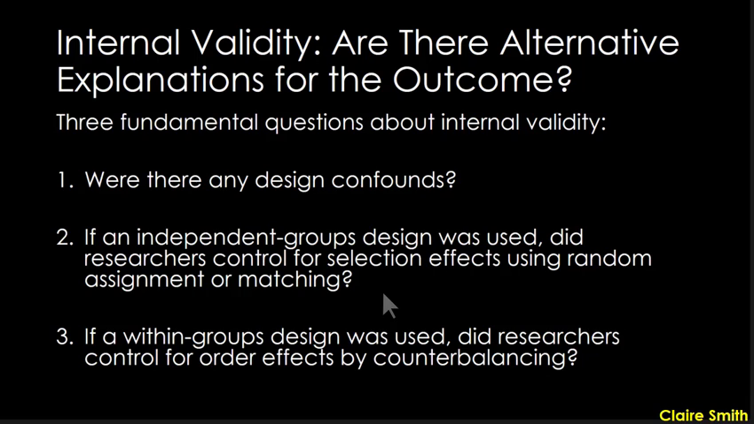If you have an independent groups design, did the researcher control for selection effects using random assignment or matching? If you had a within-groups design, did the researchers control for order effects with counterbalancing? So these 3 things are really important when you're setting up an experimental design. Internal validity, again, is always going to be the most important thing when you have a causal claim and you're doing an experimental setup.